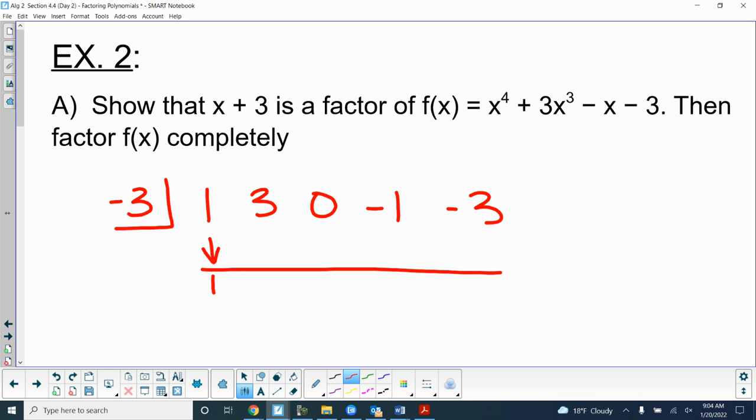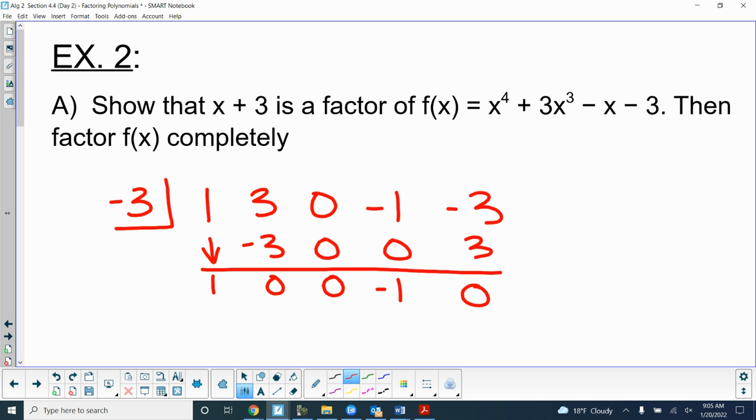Drop your 1 down. -3 times 1 is -3. Add, I get 0. -3 times 0 is 0. Add, I get 0. -3 times 0 is 0 again. -1. -3 times -1 is a +3. We got 0. So we did show that it is a factor, right? So when it says show, you're expecting to get what? 0. They're telling you it is a factor. Showing it is doing your synthetic and seeing you get a 0 there.